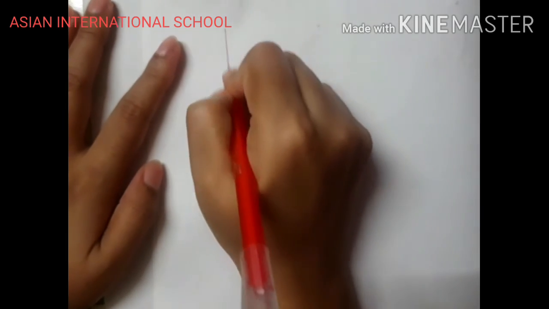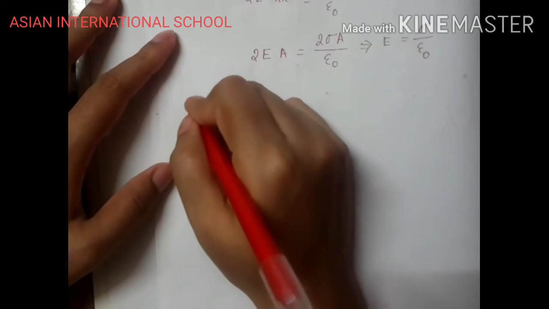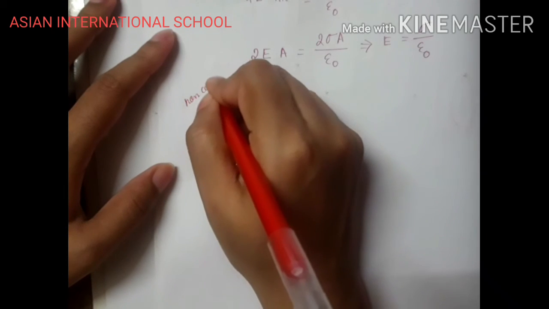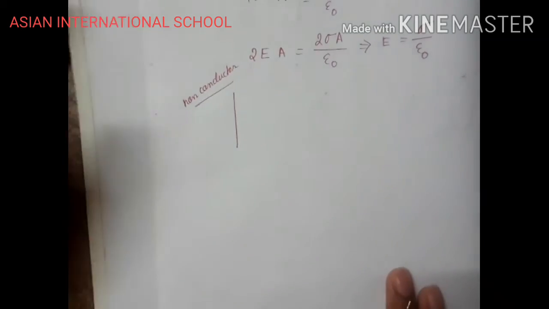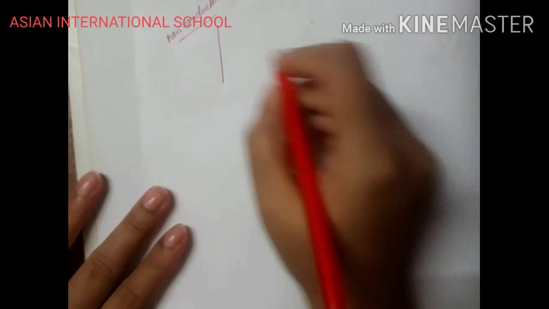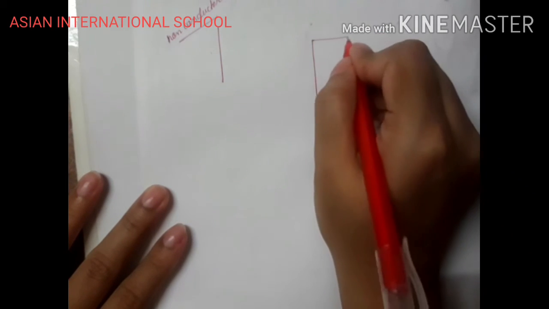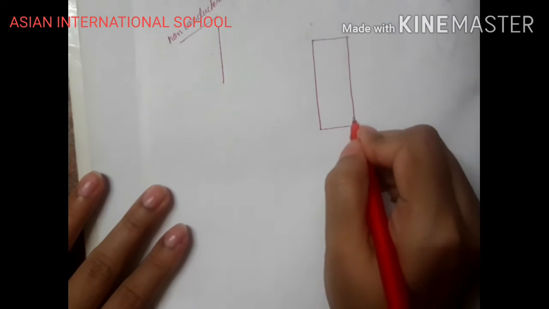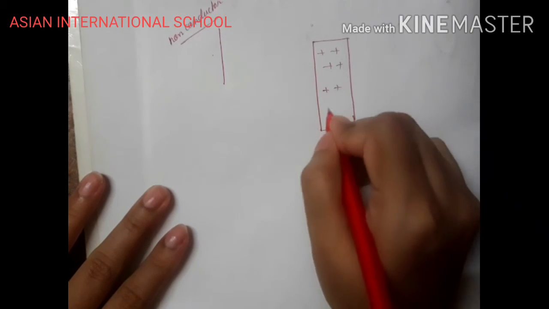So now if I have a sheet, now I am considering the case of a non-conductor. In case of a non-conductor, I will be getting electric field inside as well as outside. So if I have a sheet, charges are distributed throughout its volume.